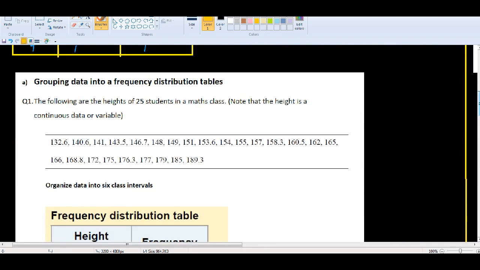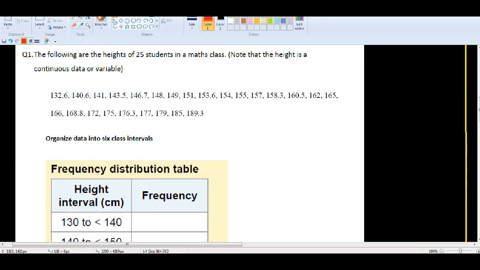Okay, so let's do one, grouping data into a frequency distribution table. You need to group the data into a frequency distribution table. The first set of data is that there are 25 students in a math class, and you need to measure the height. So height is what kind of variable? Of course, it's not a discrete variable. It's a continuous variable, or we could say data.